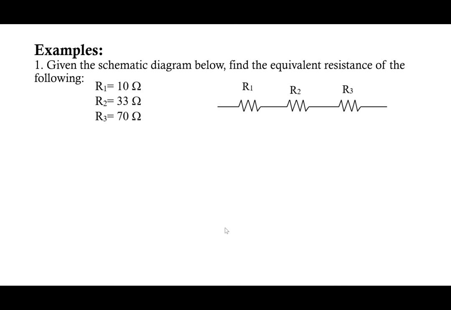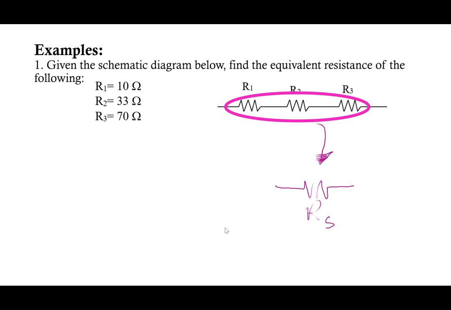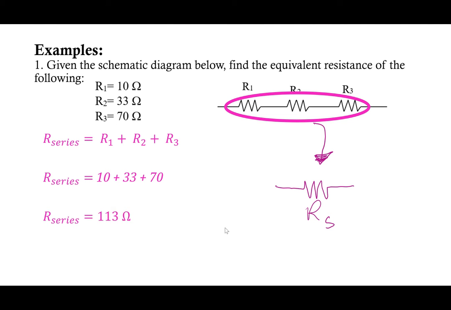Now, example time. So let's say that we have 3 resistors here, R1, R2, and R3, 10, 33, and 70 ohms respectively. If you look at this, it's pretty obvious that you have to go through all 3 to get from the left to the right. And so these 3 are in series. I personally tend to circle the 3 in series, and then the idea is you can replace it with a single resistor that has the equivalent resistance of all 3. And since they're in series, we're just going to add them up. So 10 plus 33 plus 70, which comes out to be 113 ohms.